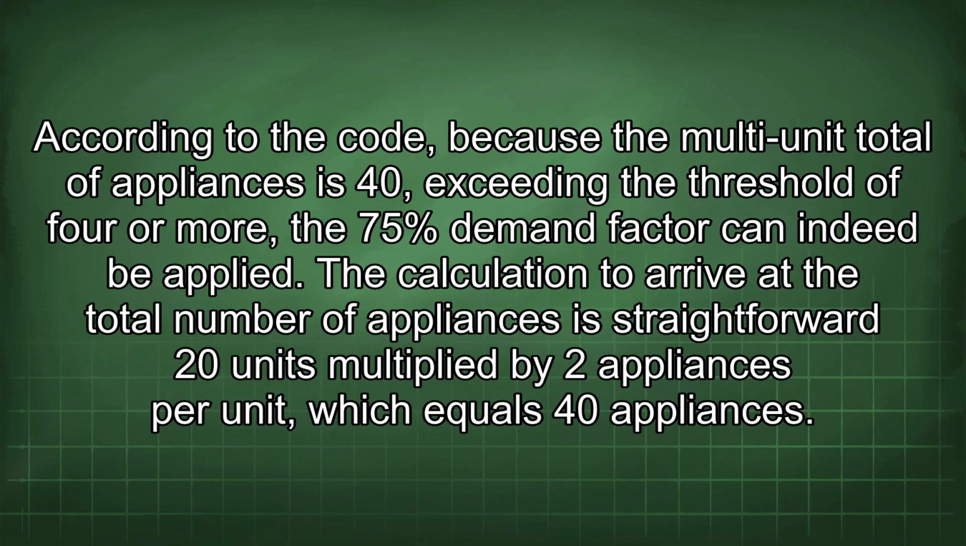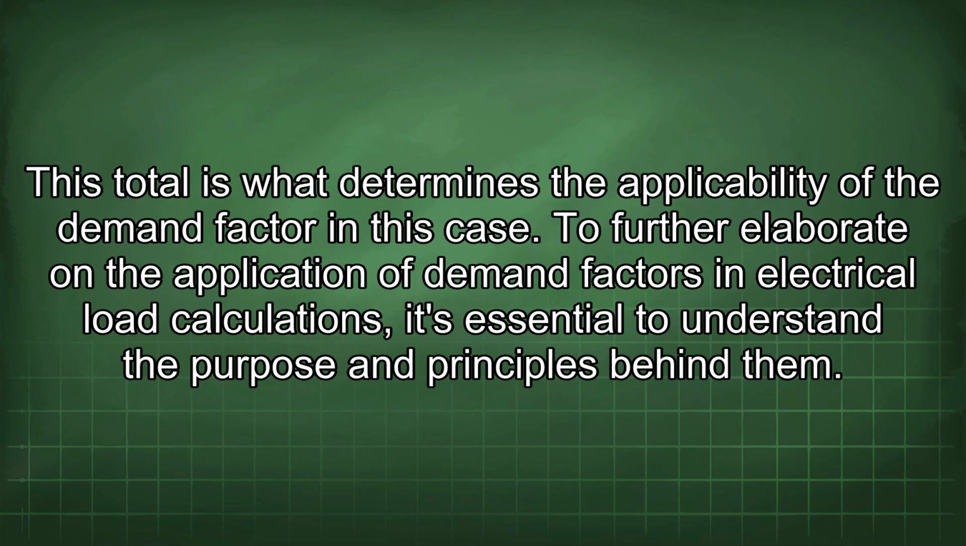According to the code, because the multi-unit total of appliances is 40, exceeding the threshold of 4 or more, the 75% demand factor can indeed be applied. The calculation to arrive at the total number of appliances is straightforward: 20 units multiplied by 2 appliances per unit, which equals 40 appliances. This total is what determines the applicability of the demand factor in this case.